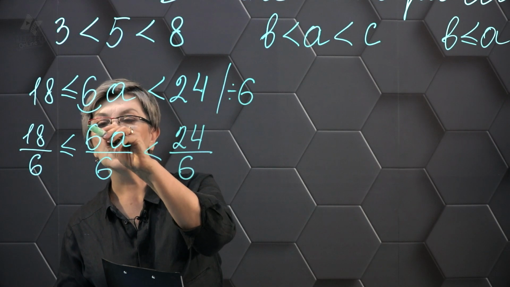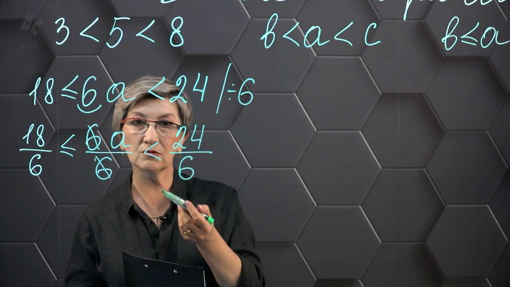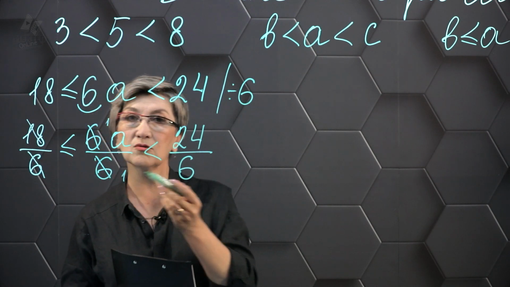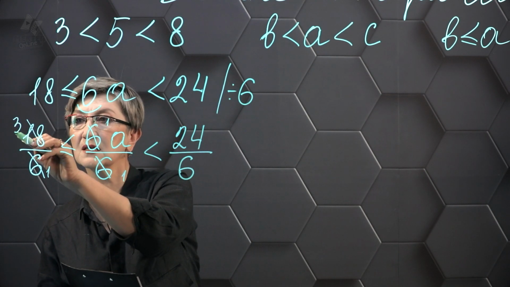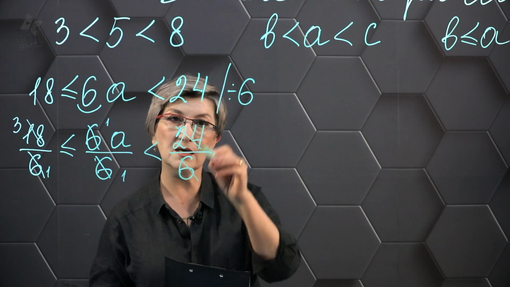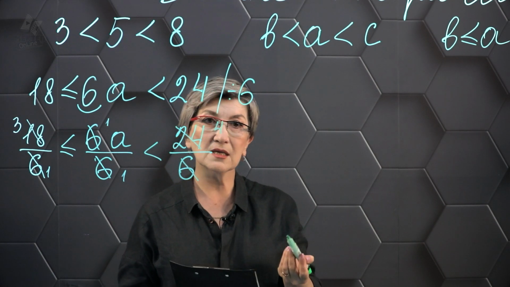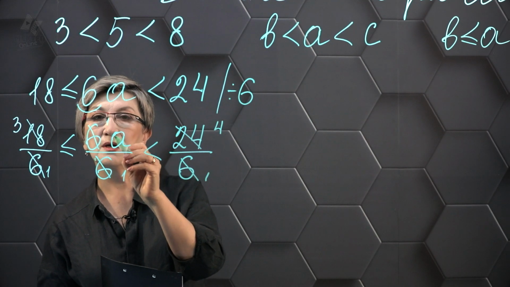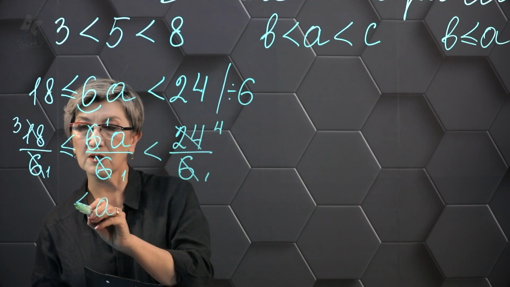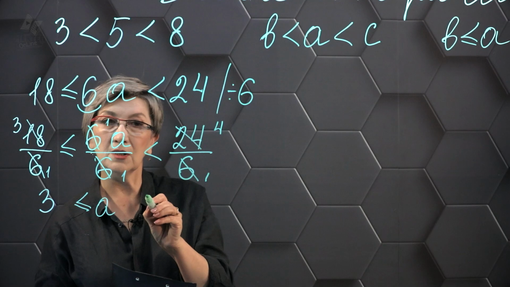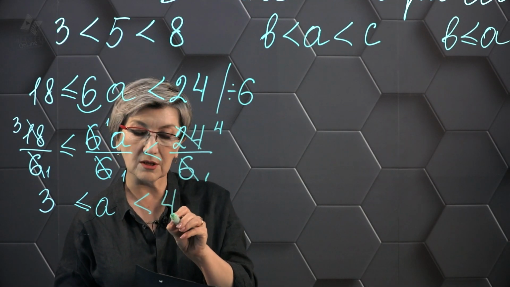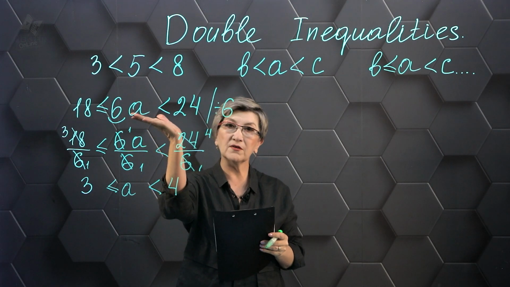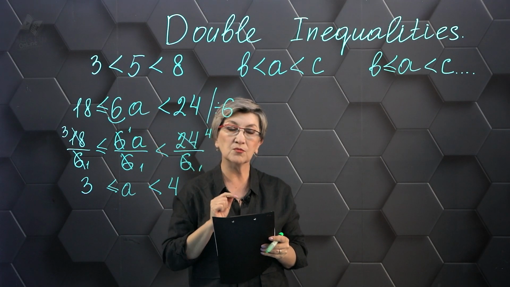In this case, 6 and 6 I will divide by 6. As a result, 1 and 1 will remain. When I divide 18 by 6, I end up with 3. 24 divided by 6, the top will be 4 and the bottom will be 1. So I will get the letter A is no less than 3 but less than 4. We have identified the values of A that meet our initial inequality.